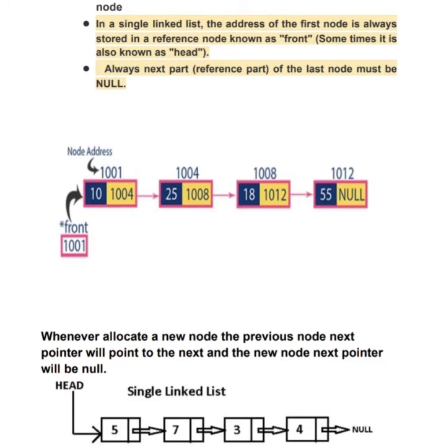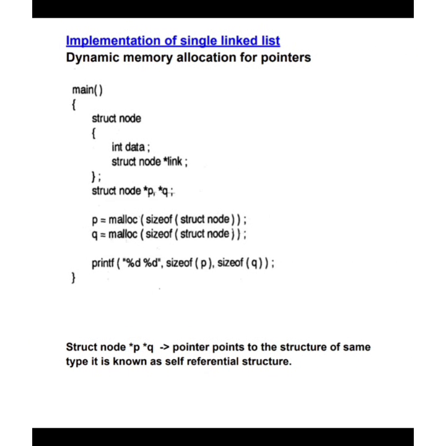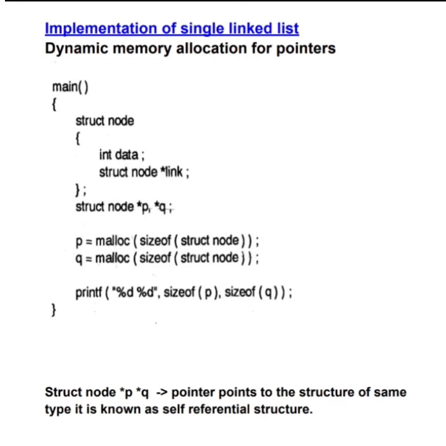See in this, the first address is 1001, that is stored in head. Head is also called front. Then the next node address is 1004. That 1004 will be stored in the next pointer field. Like this it will be stored, and the last node will always be null. Whenever we allocate a new node, the previous node's next pointer will point to the new node, and the new node's next pointer will point to null. This is known as single linked list. So this is the structure of a single linked list.